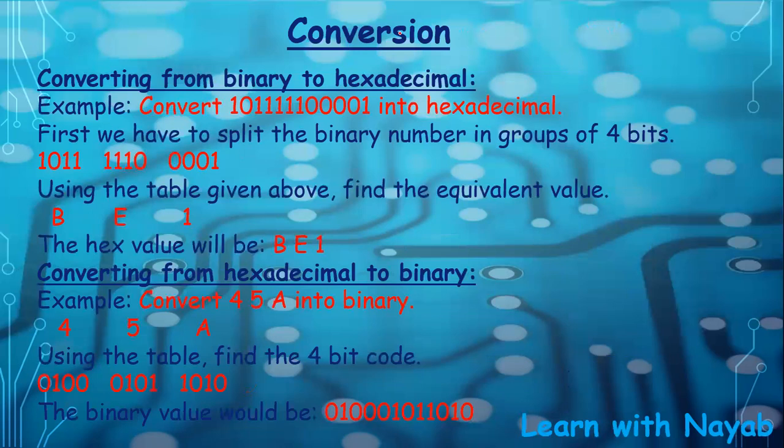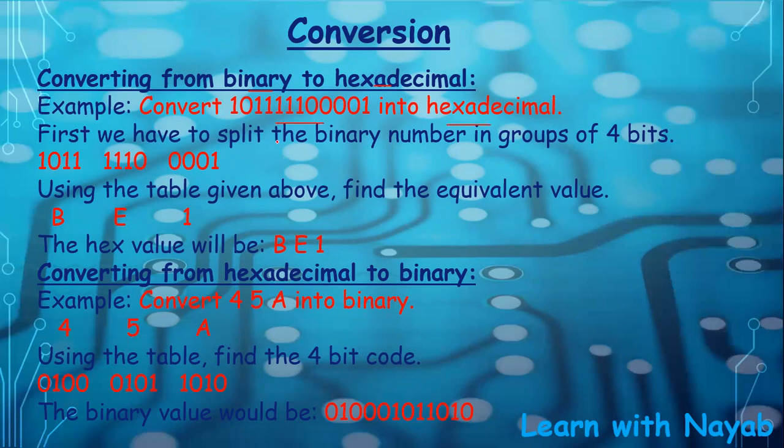Converting from binary to hexadecimal is very simple, because we just have to split the number and then check each part against the table. There's an example: convert 1011 1000 0001 into hexadecimal. This is a binary value, and we are asked to convert it into hexadecimal.